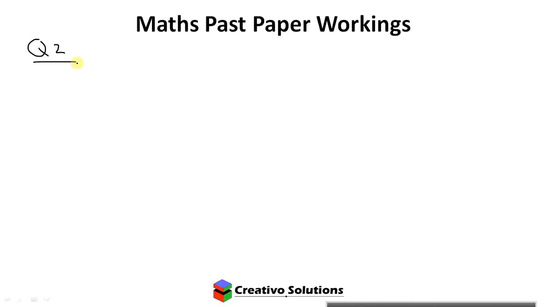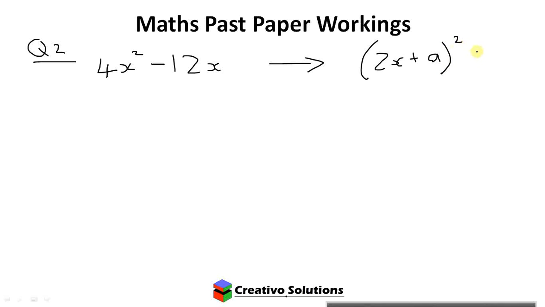Okay, express that in the form of that. So let's write that down. What is it? 4x squared, 2x plus, okay, you left out a plus a, close bracket squared, plus b. Okay, so that's the first one.